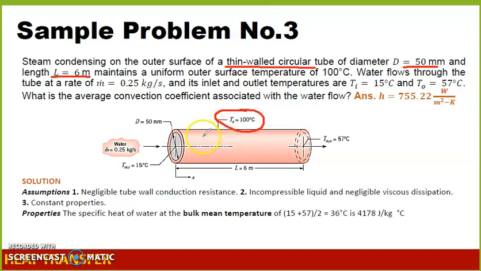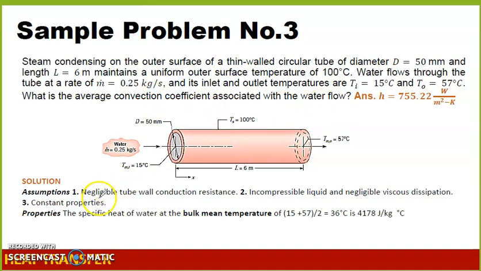And inside this tube flows water at a rate of 0.25 kilograms per second. The inlet temperature of the water is 15 degrees Celsius. And because of the heat exchange between the steam and the water, the temperature has increased to 57 degrees Celsius. Now we are looking for the value of h. So what is the value of h?